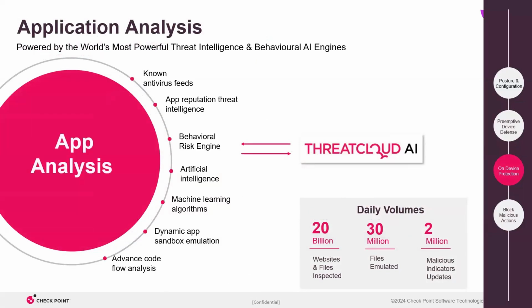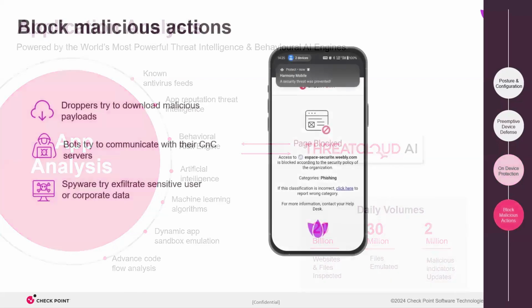Additionally, when we're doing application analysis on the device, we're doing lots of different things through our threat cloud to ensure that the application that you're using is doing what it's supposed to do. That includes known antivirus feeds, and a behavioral risk engine that's running on your device to ensure that things are behaving in human or non-malicious manners. We have dynamic sandboxing as we talked about before, and a few other things as well.